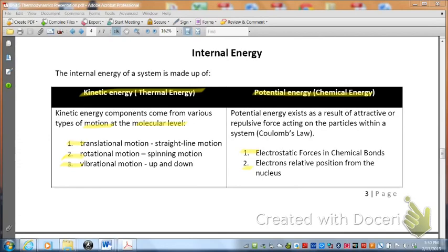So make sure you spend some time learning these kinetic and potential energy very well. And that's it for now.